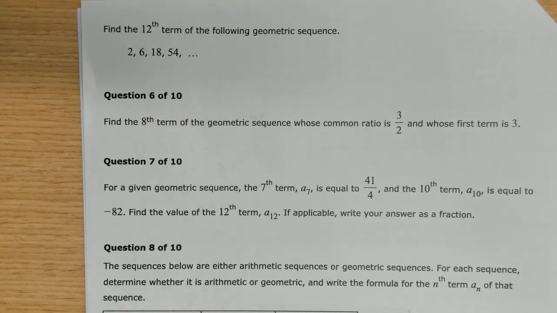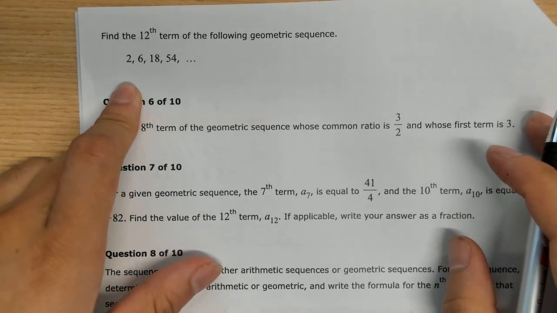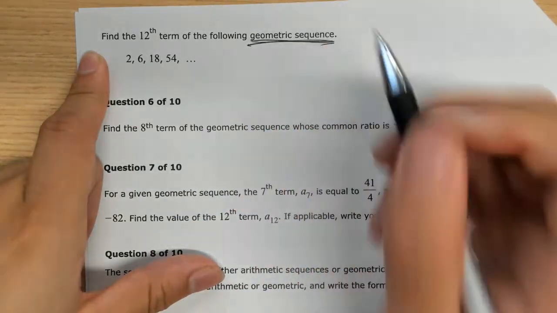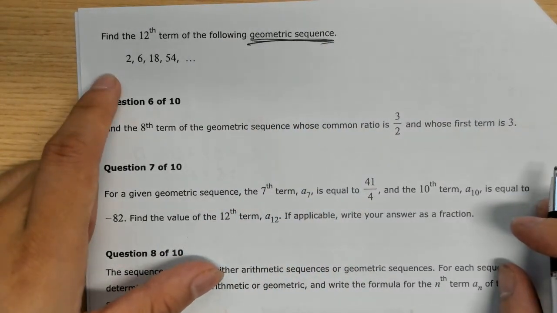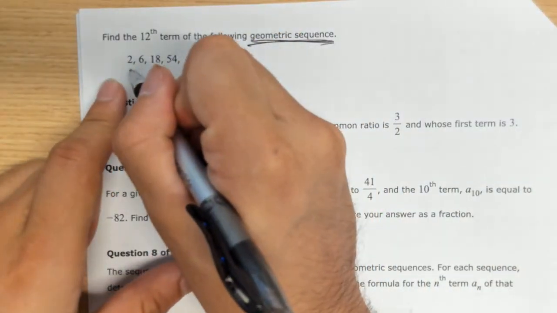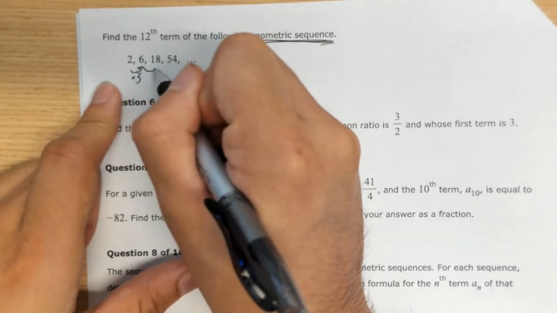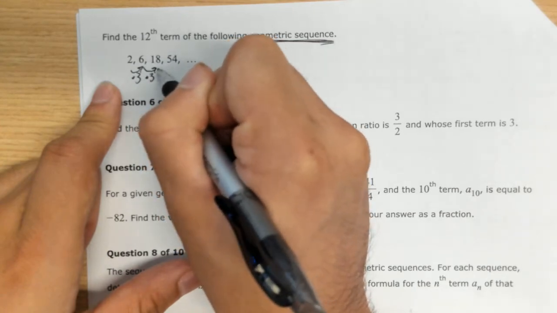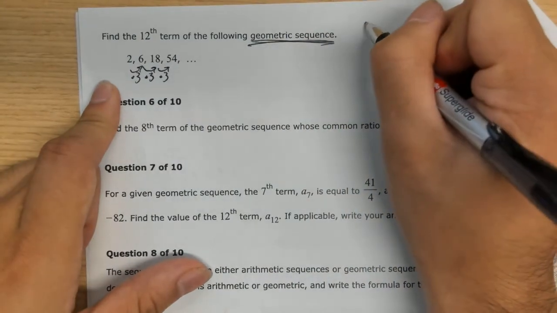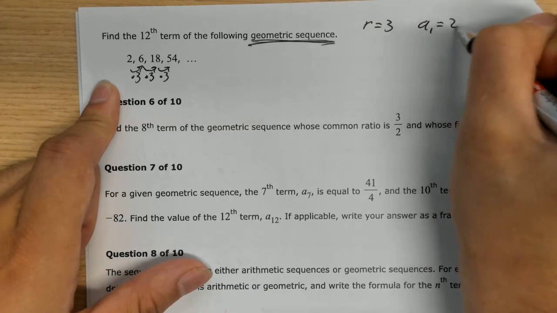All right, let's go on to number 5. We want to find the 12th term of the geometric sequence. It's one number that you multiply to 2 to get to 6. You multiply 3. What do you multiply to 6 to get to 18? 3. To 54? 3. So my common ratio, R, is 3. My first term is 2.